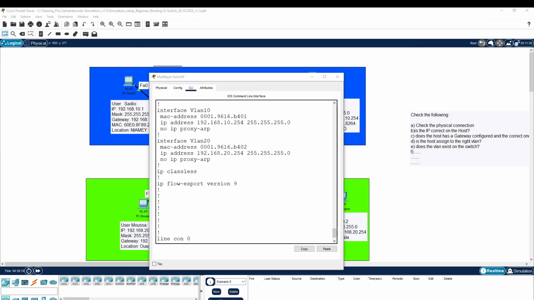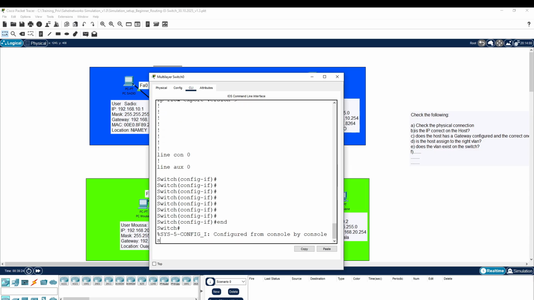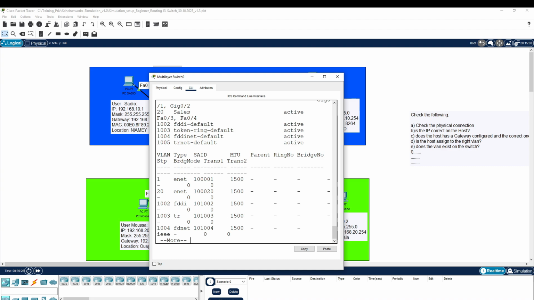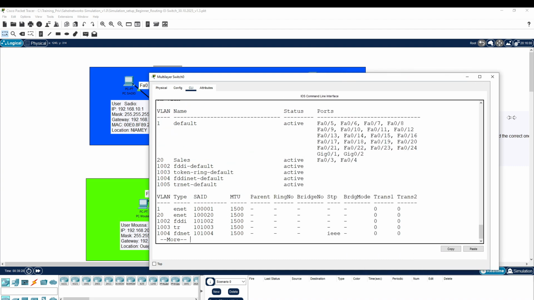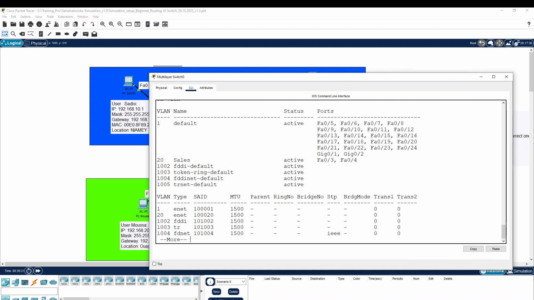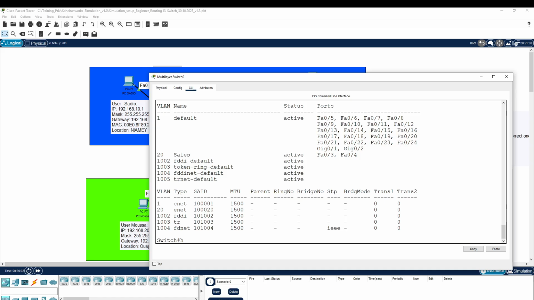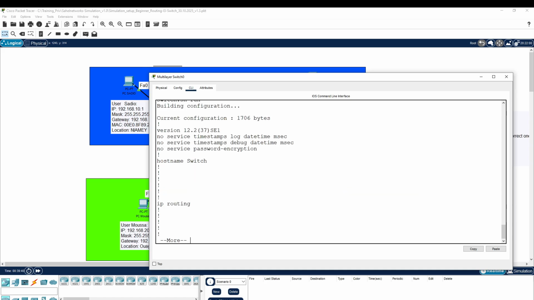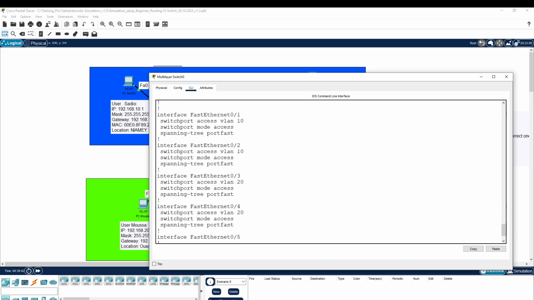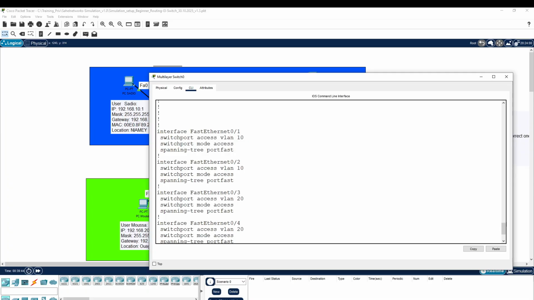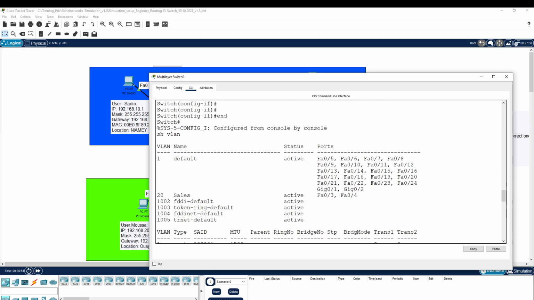So how to check that? I can check it with only one simple command. I say show vlan. I want to see the VLAN database. Does that VLAN exist? Look right here. No. The VLAN doesn't exist. I say show run. Which ports are assigned to the VLAN? Ports 1 and 2. Look here. They are assigned to VLAN 10, but VLAN 10 doesn't exist.